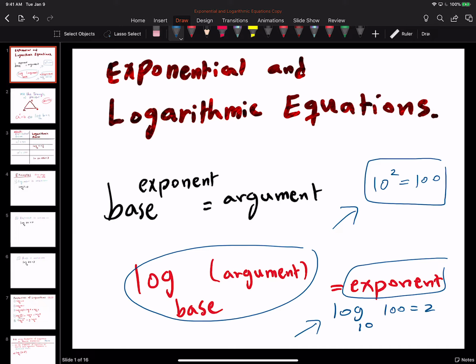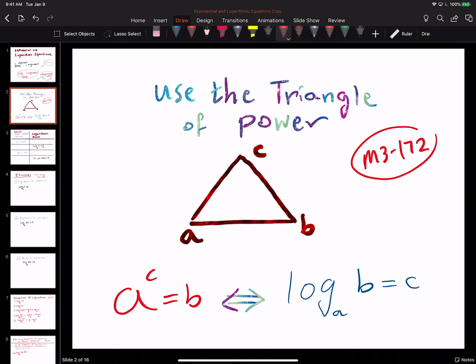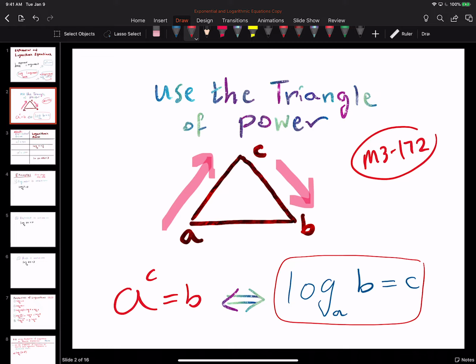And one way to look at this, when we say 10 to the power 2 equals 100, is called the triangle of power. It's on page 172 in your textbook. A, B, and C, as you can see in the triangle, and we go this way: A to the power C equals B. Or we could rewrite it this way: log B base A equals C.